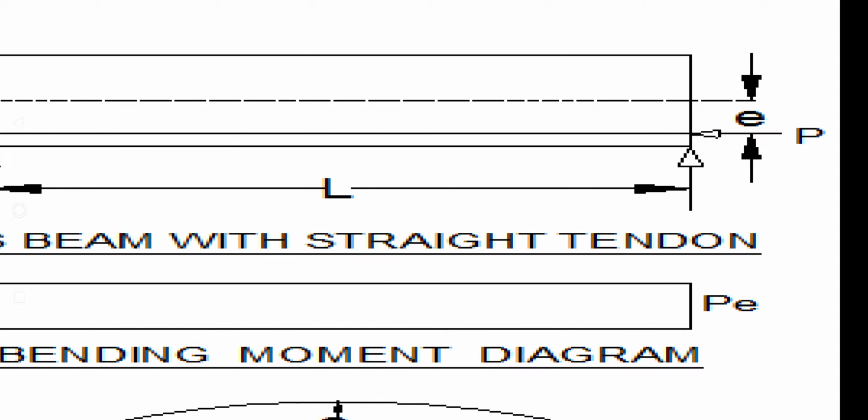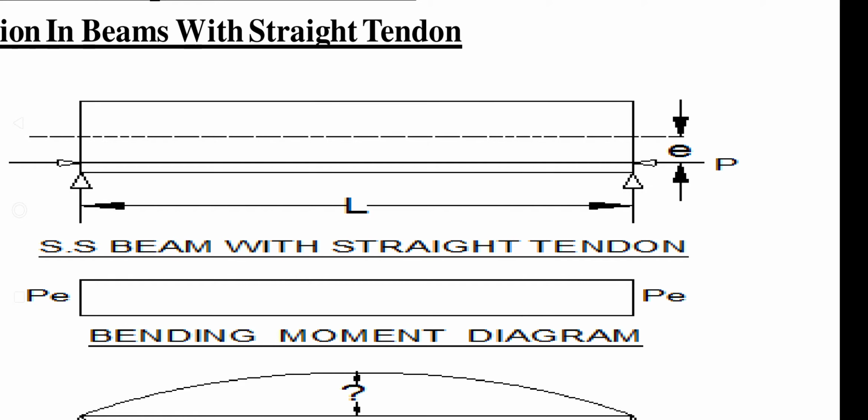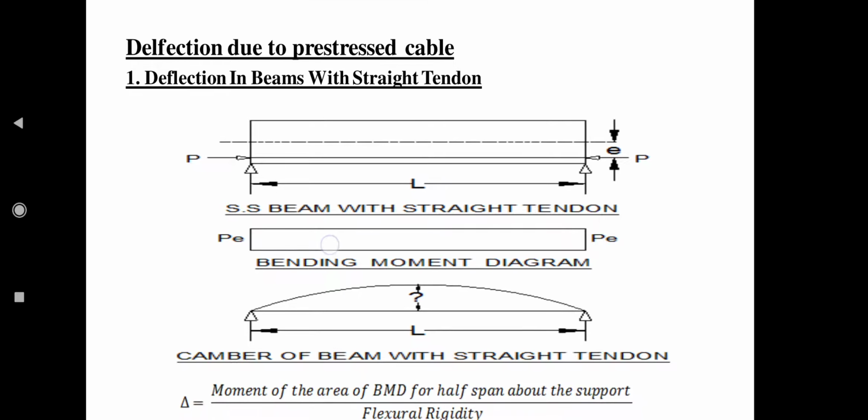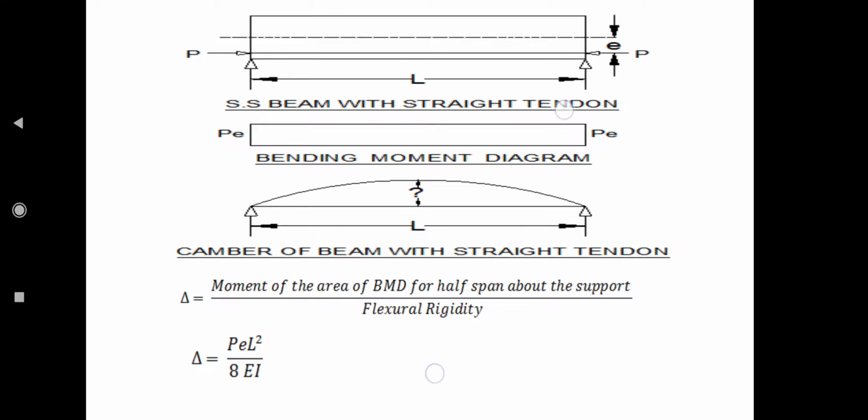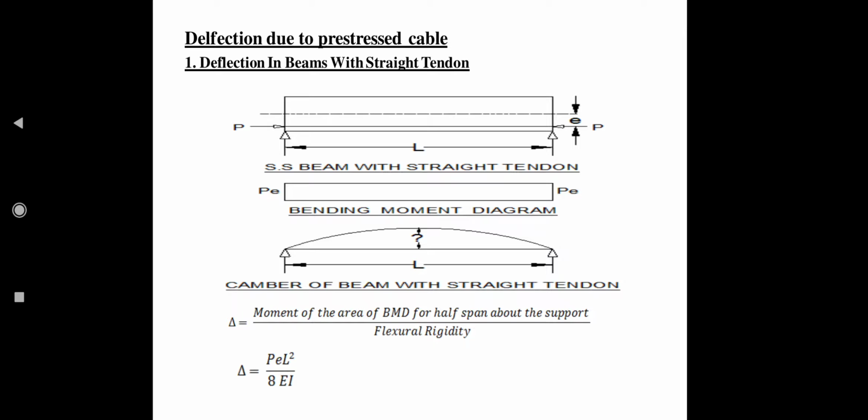So here you can see the eccentricity E. We have a relation: moment is equal to eccentricity into force. This is the bending moment, which is obtained from eccentricity into prestressing force. To calculate the amount of deflection, in this case, the deflection is equal to the moment of area of the BMD for half span about the support divided by flexural rigidity.